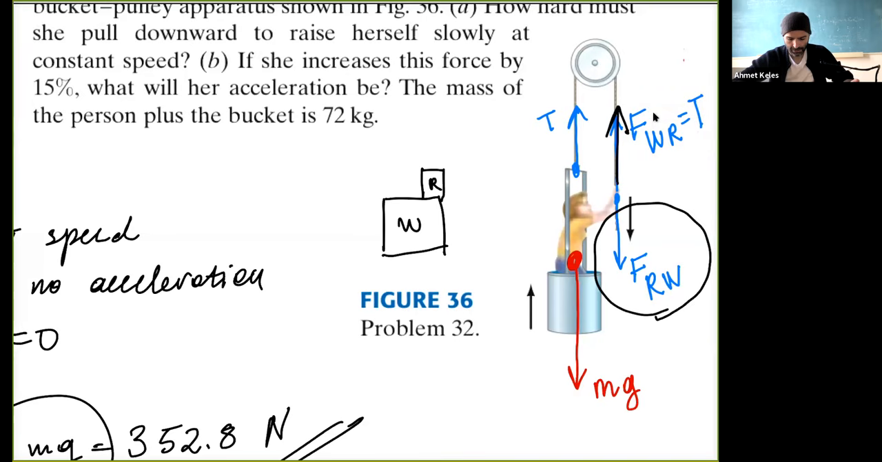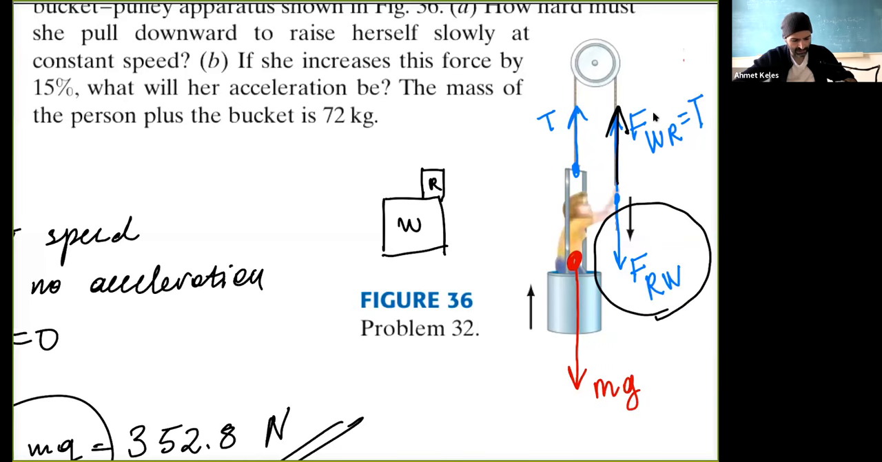And also, the other force is acting on the rope. So FRW and FWR are acting on different objects. So we are done with here. Now there is a pulley and there's a tension here, right? Then there must be the same tension here.